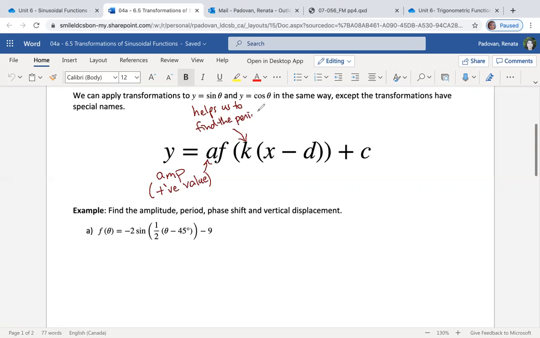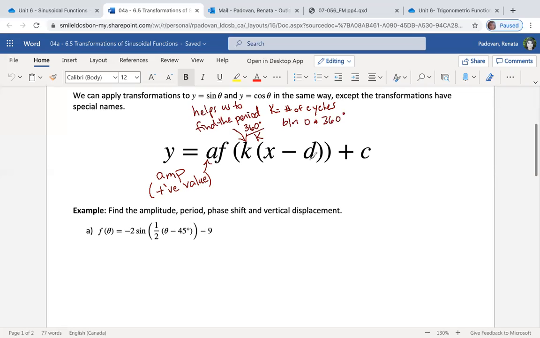The cycle. Where does it start and stop? And then I can see it continuing on, starting and stopping over and over again. So it helps us to find the period. And so what I do is I have my 360 degrees and I divide that by K. And I'll still write up above here. So K equals the number of cycles between 0 and 360 degrees.